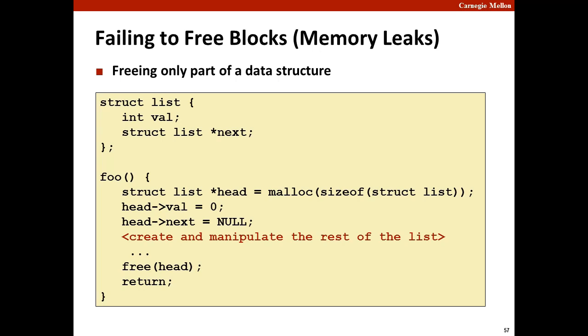Of course, there's the corollary, where you have two different linked lists, one sorting users by last name, one sorting users by first name. And then you say, okay, I'm done with first names, free that, and do a deep free. And now your last name data structure is broken. Oops.